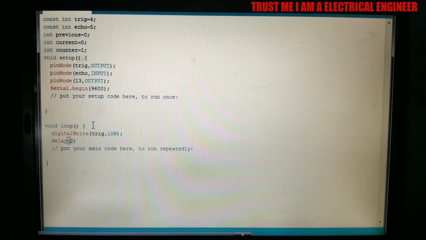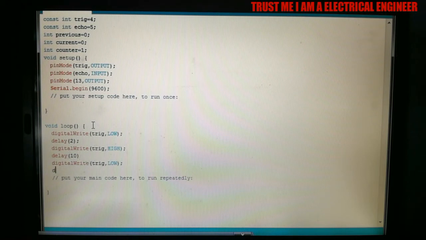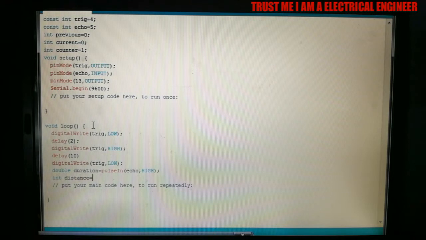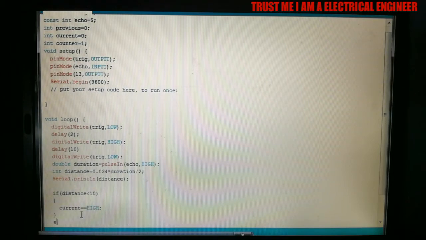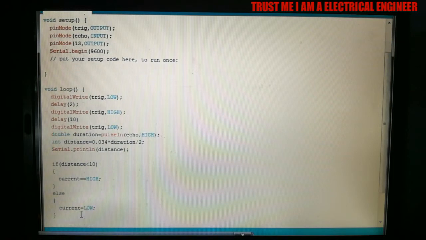Digital write trigger low, then make a delay of 2 microseconds, and digital write trigger high. We have to make the trigger low, high and low. Then the duration of the pulse in, echo high, it means the echo pin goes high, and the duration is stored in the duration variable. Then we have to declare the distance, which can be calculated by using velocity times duration divided by 2, then Serial print the distance.